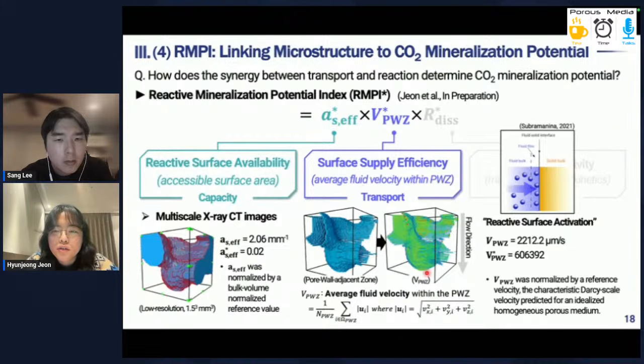This is very important, vital, because if the fluid velocity near the surface is too low, the area becomes locally saturated, leading to a significant drop in reaction rates. Therefore, this parameter can be understood as the fluid transport activation in the vicinity of the reactive surface. In the same way, this term is normalized by a characteristic Darcy scale velocity predicted for an idealized homogeneous medium.